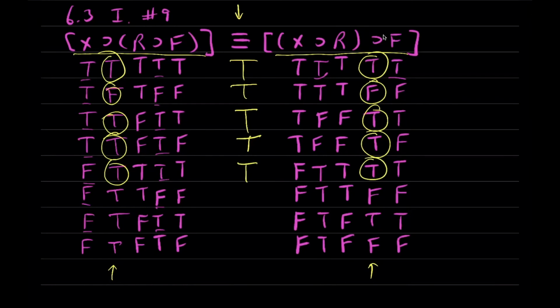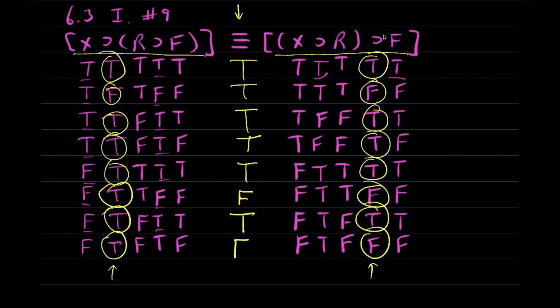In the next row, however, notice that we have something true and something false. They are not equivalent, so we end up with a false right there. In the next row, we have true and true. That'll give us a true statement, and true and false. That'll give us a false statement.